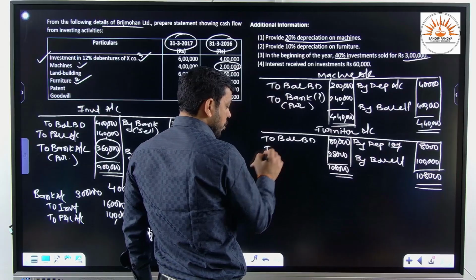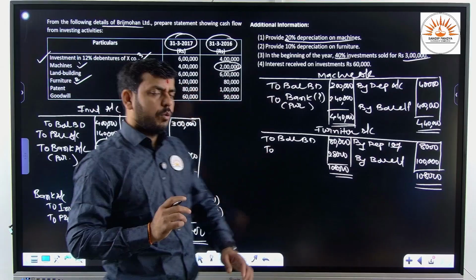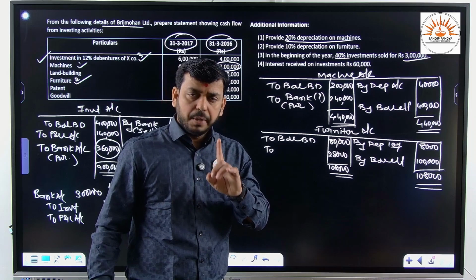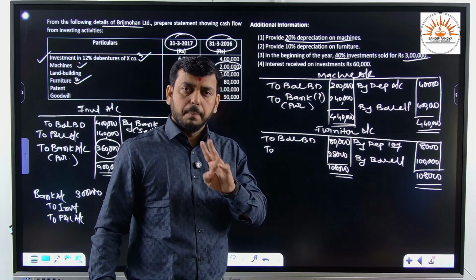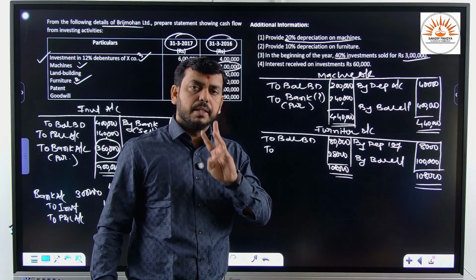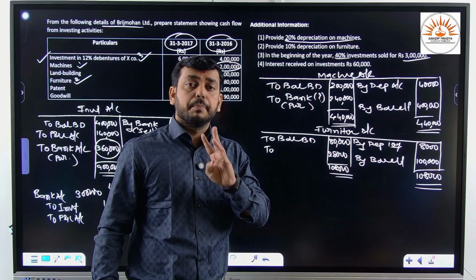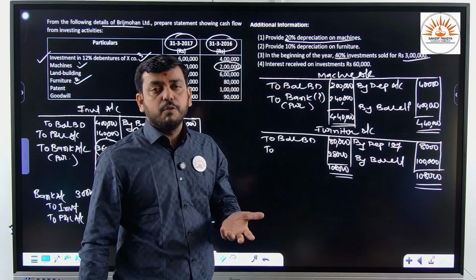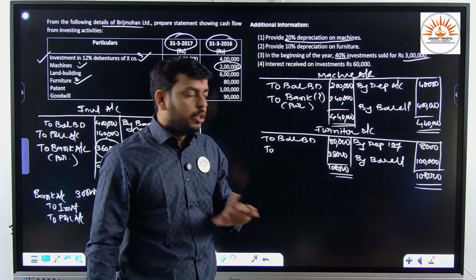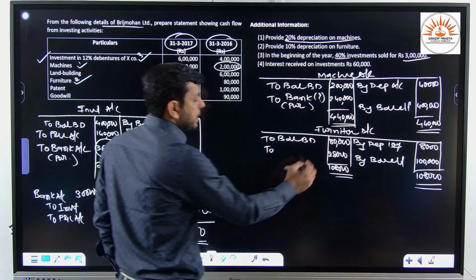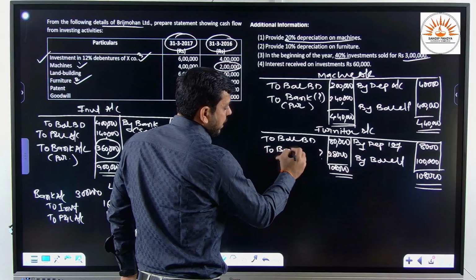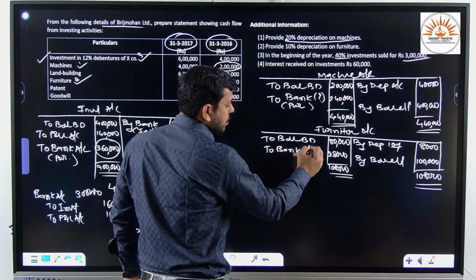And as I told you, keep in your mind, there are only 3 items on debit side. Number 1, which is opening balance. Number 2, profit on sale of assets. And number 3, any amount spent for purchase of assets. So we have not been given any information about the purchase or sales. So obviously balancing figure will be our purchase. So we shall write to bank account. This is also our cash outflow.